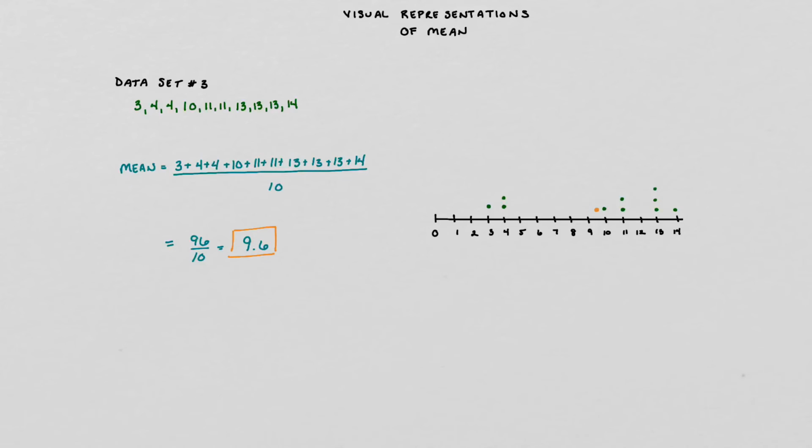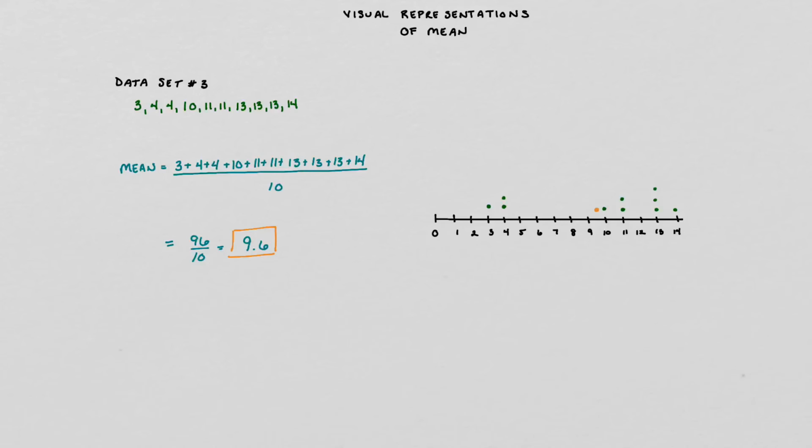Not surprisingly, if we flipped this script and say we had just a few smaller values and a lot more larger values, like this data set: 3, 4, 4, 10, 11, 11, 13, 13, 13, 14. Again, this time, because there is a bigger collection of larger numbers, it's not surprising that our mean is going to gravitate over towards them a little bit more.